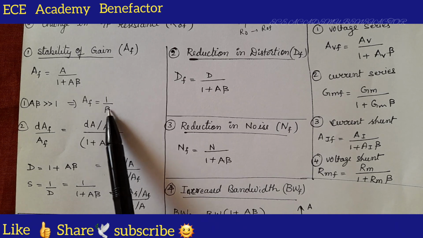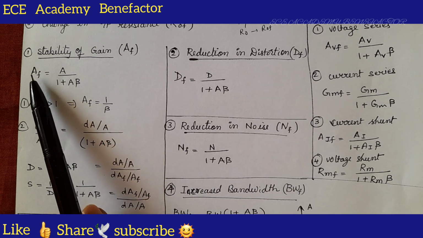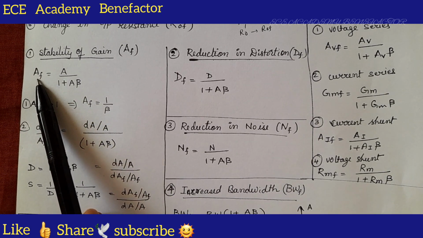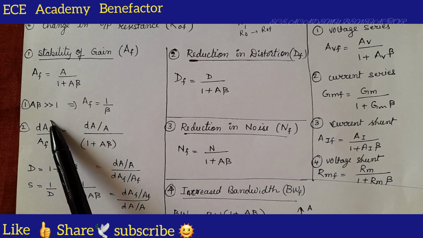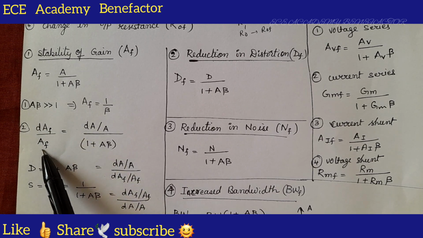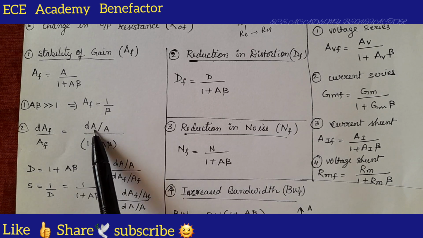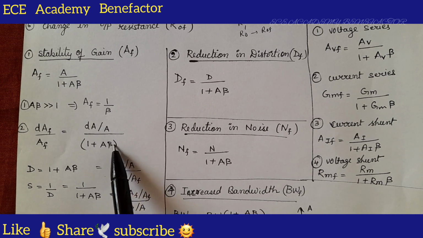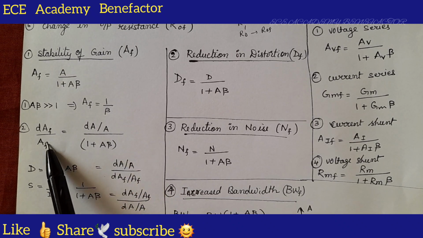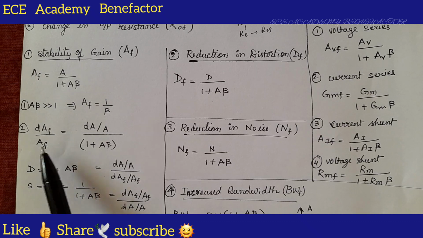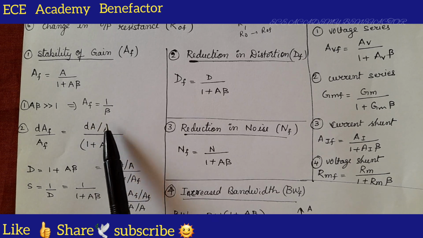it is more stable. Or the other condition may be the fractional change in gain with feedback, represented by dAF by AF. We have seen the derivation for this in the previous class. It comes as dAF by AF is equal to dA by A, the fractional change in gain without feedback, divided by 1 plus A beta. So this dA by A is divided by a factor. So what happens? dAF by AF is reduced. So even if there is a fractional change in gain, the fractional change in gain with feedback will be less compared to the fractional change in gain without feedback.